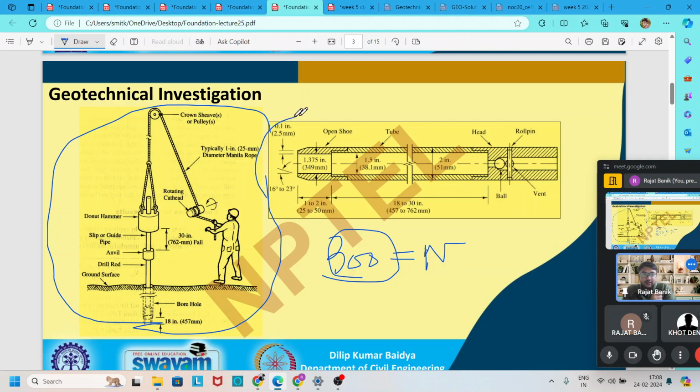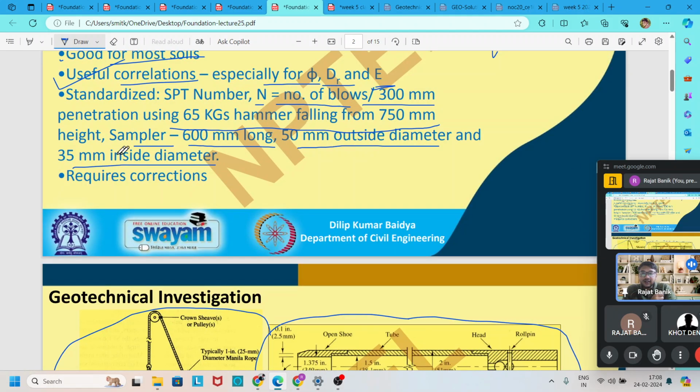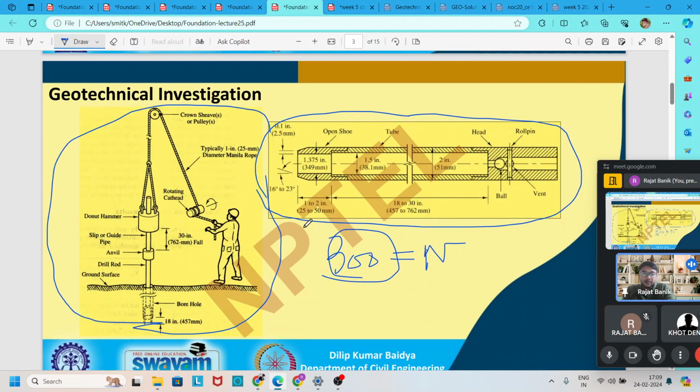So here a picture of our sampler is shown. We see that the inside diameter is 35 mm, the outside diameter is 50 mm, and the length of the sampler is 650 mm.